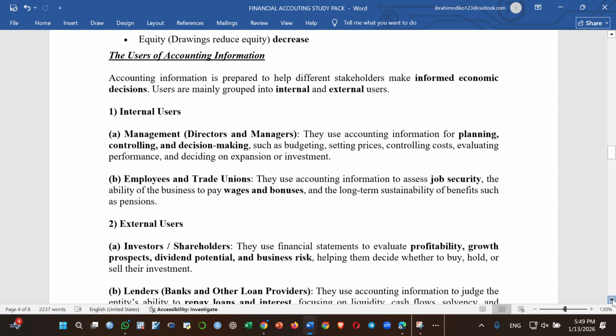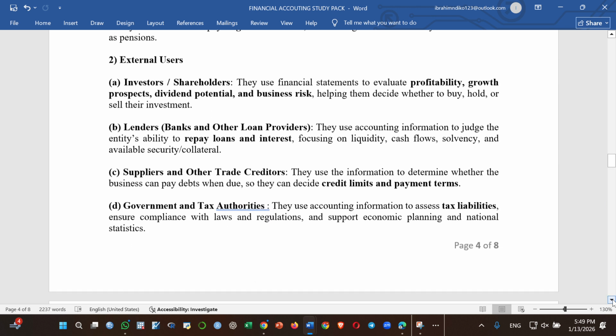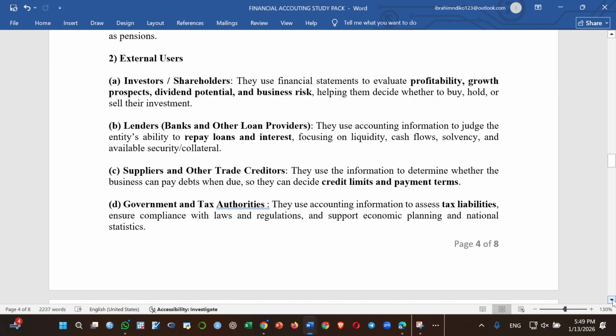Then you have the external users. Number one is the owners or the shareholders. Why would the owner want this information? Number one, to know if the business is performing well in terms of profits, growth, or in terms of performance. So profitability, performance, growth, and so on.